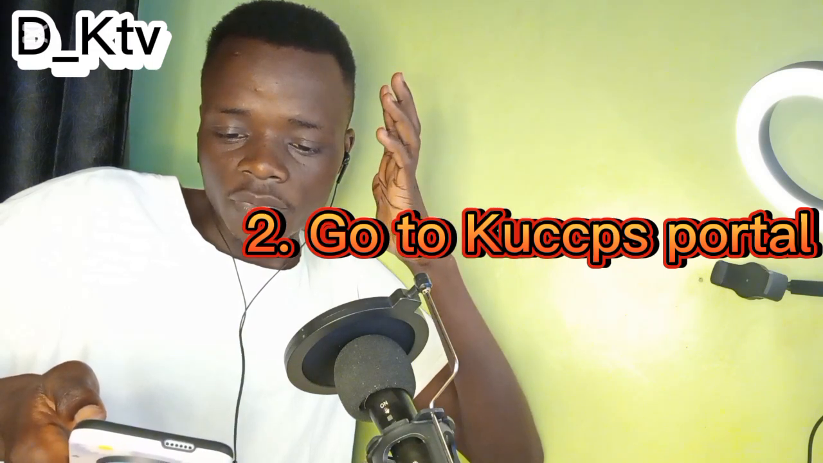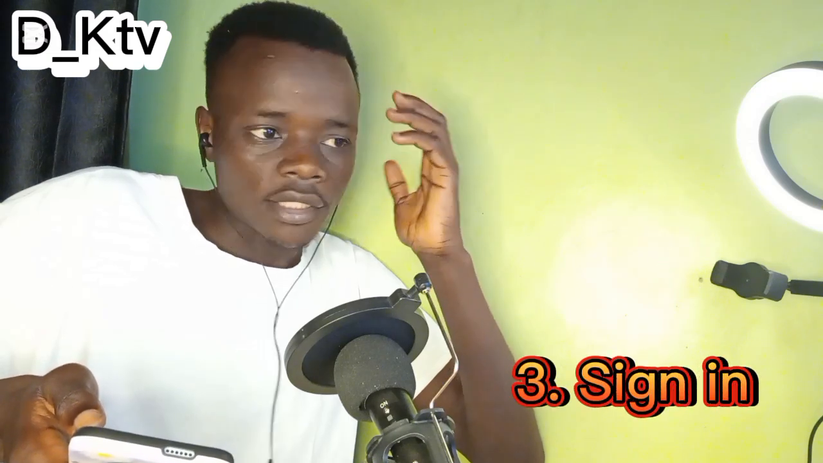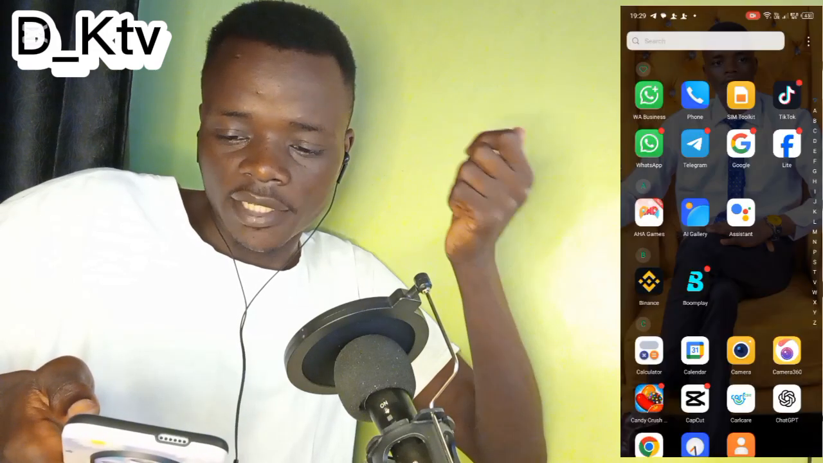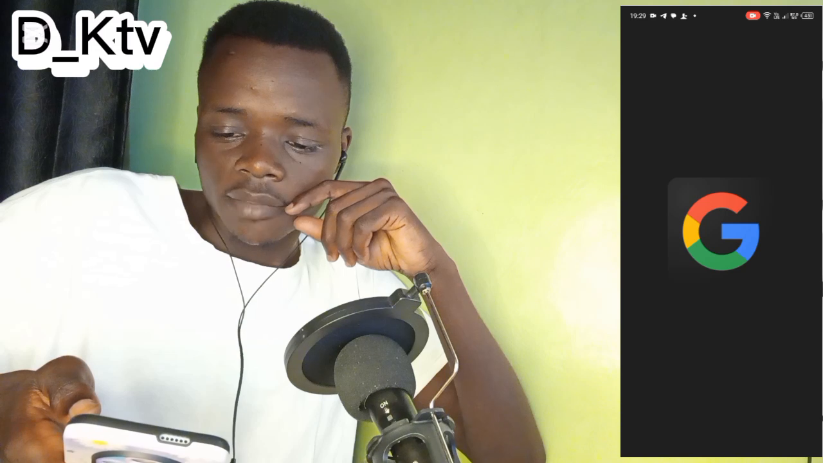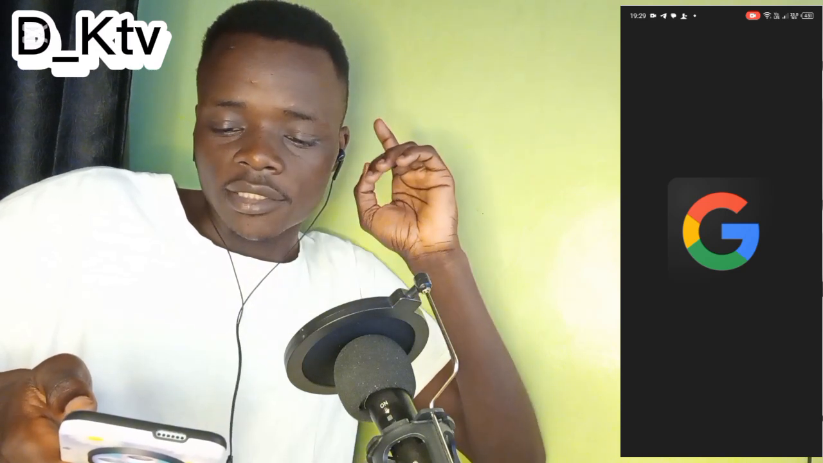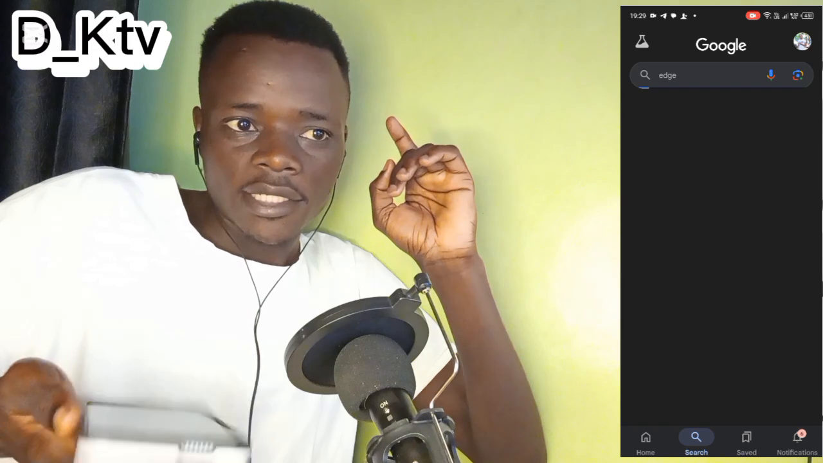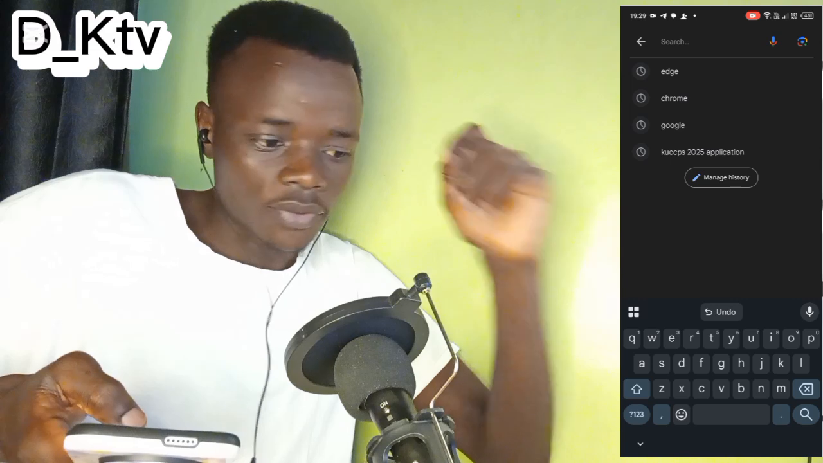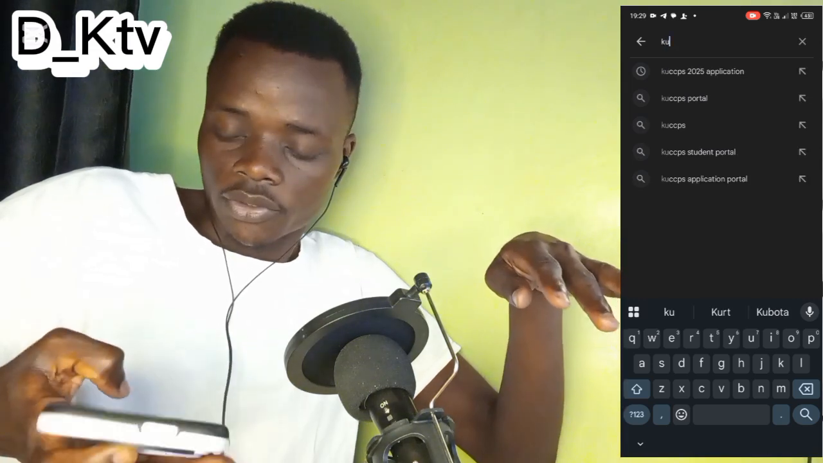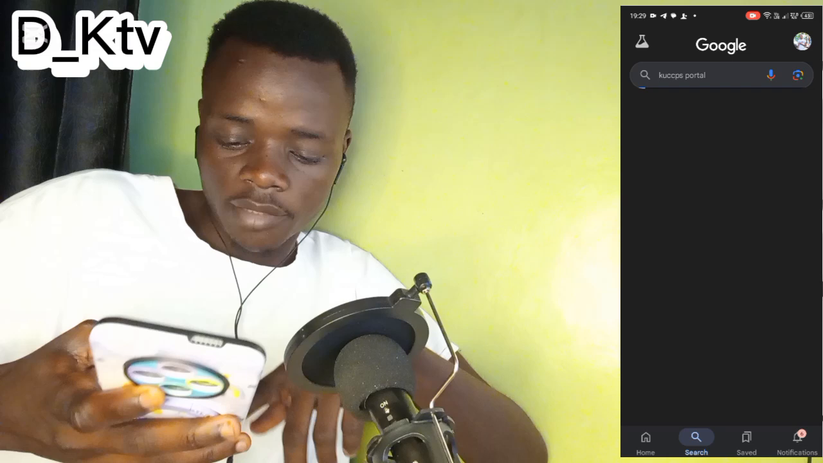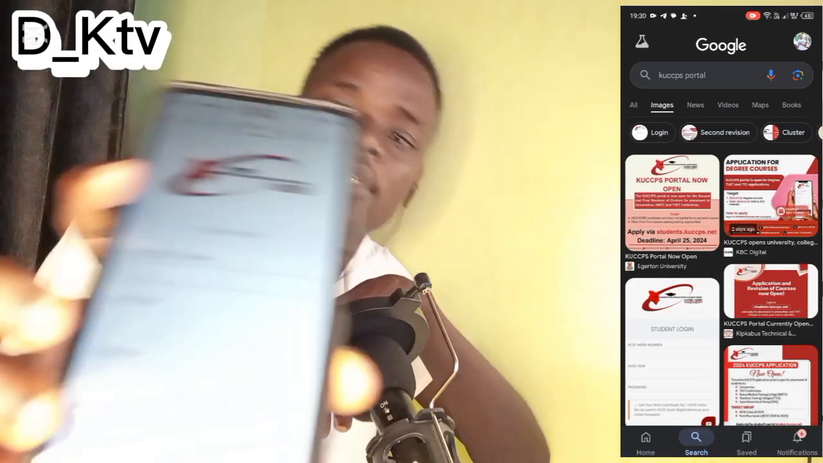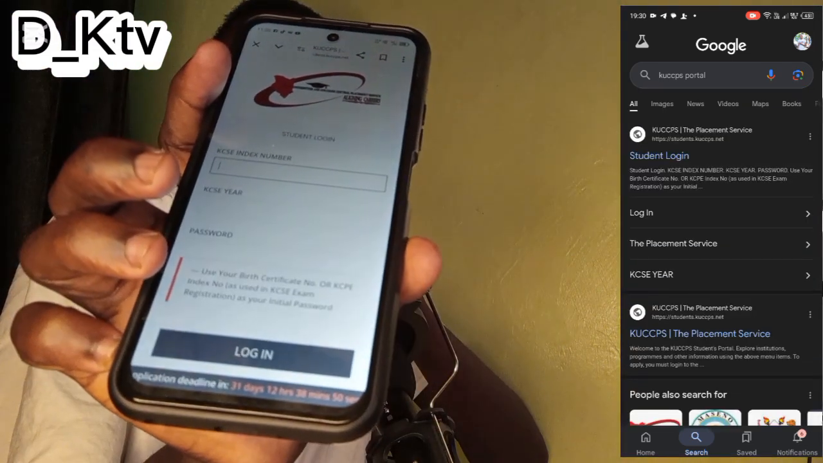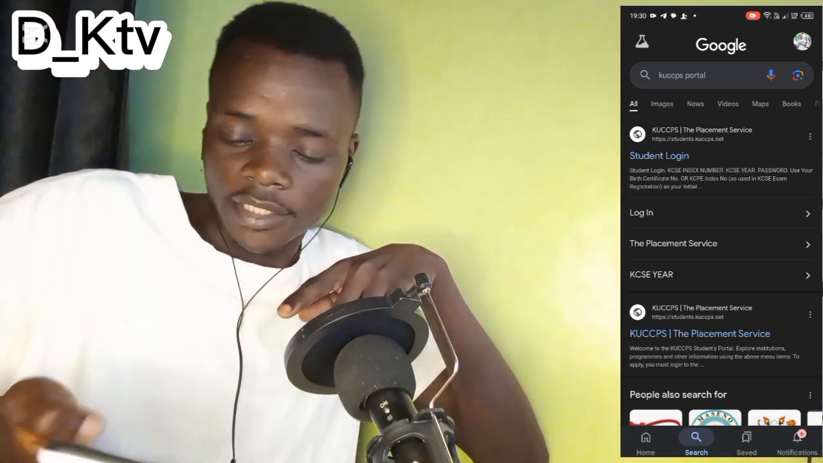At the student login, you will be taken to a site where you enter the KCSE index number, the year of the examination, the year of the KCSE, and the password, which is either the KCPE index number or the birth certificate number. So this is what I mean. See, this is what I mean. So there you feed the credentials.